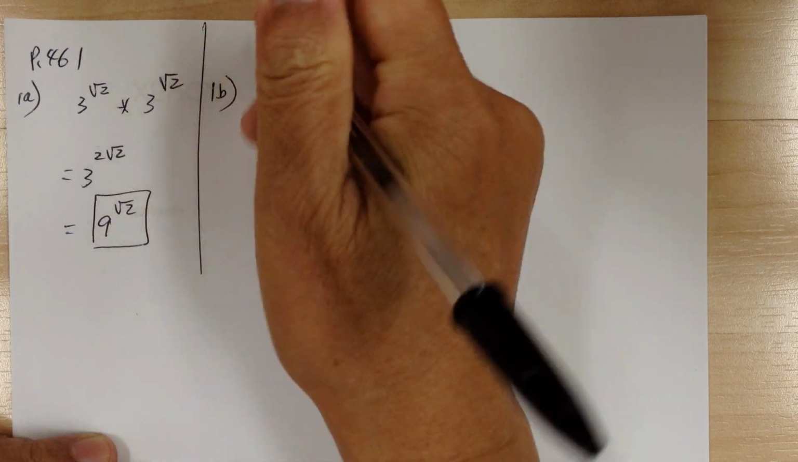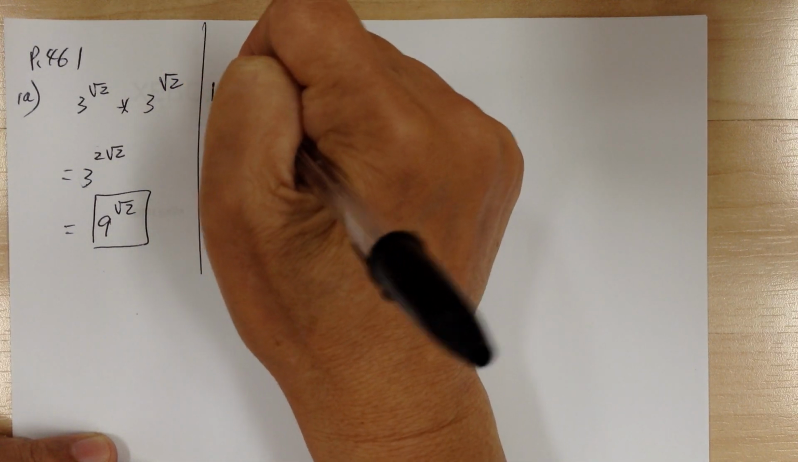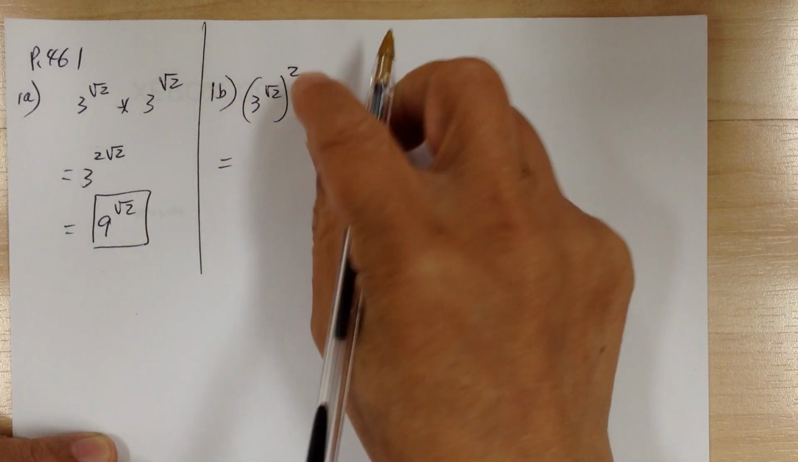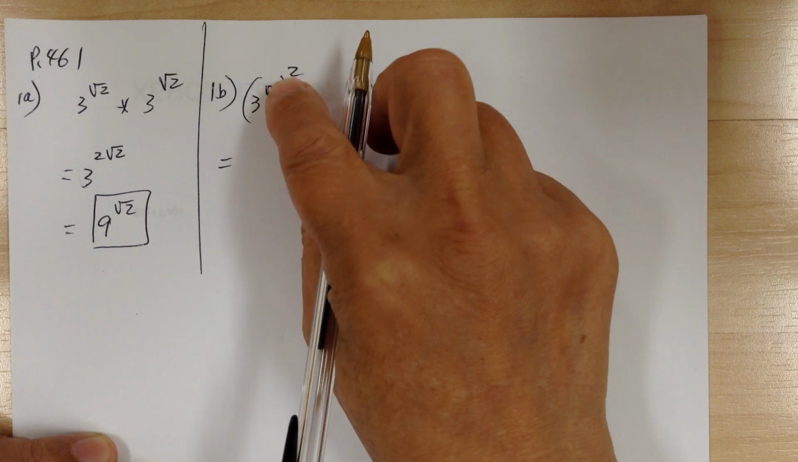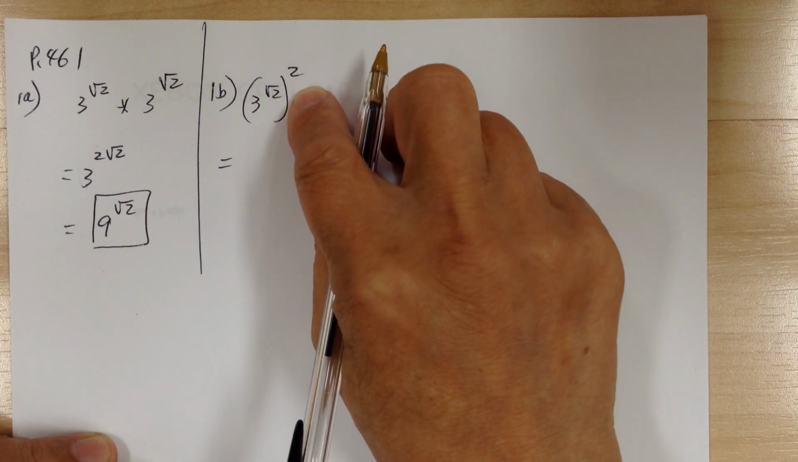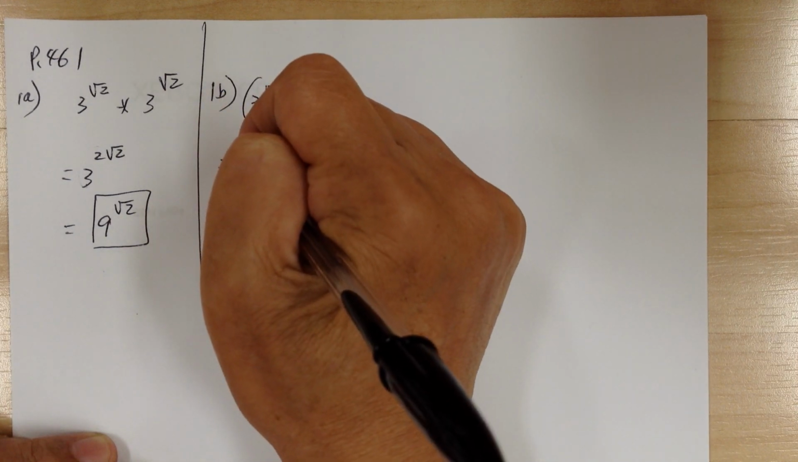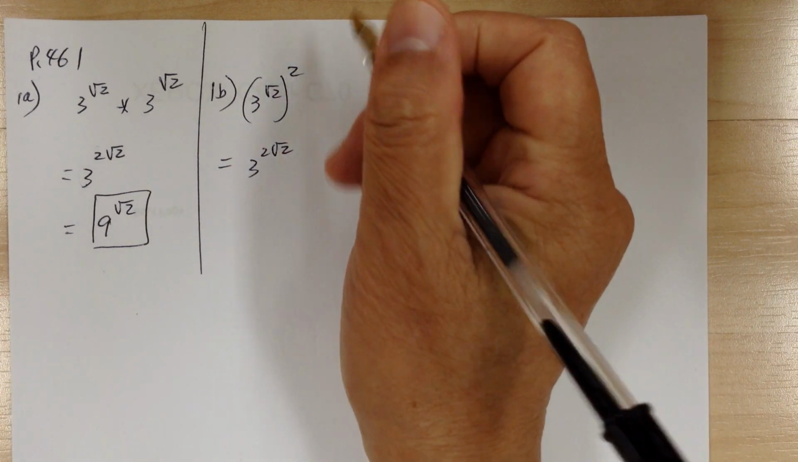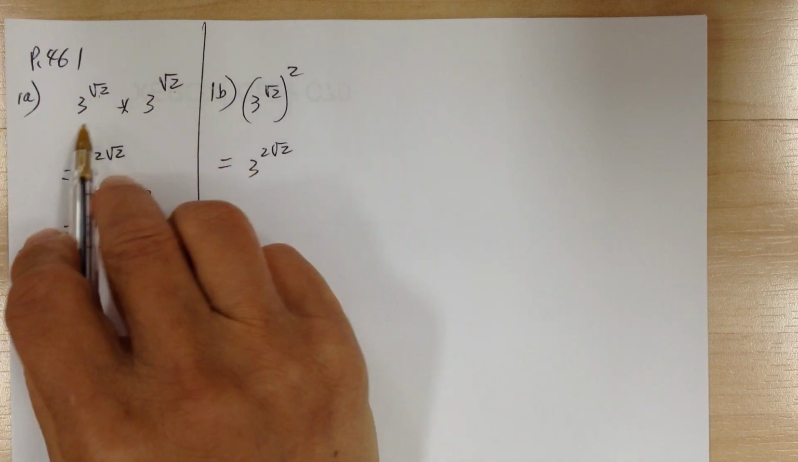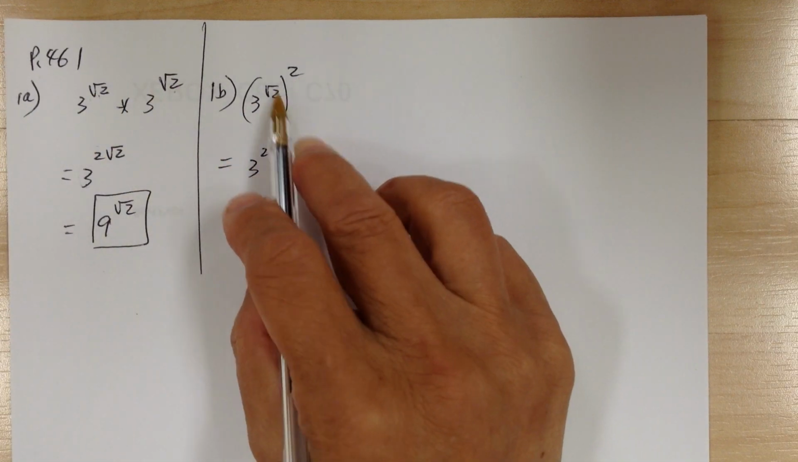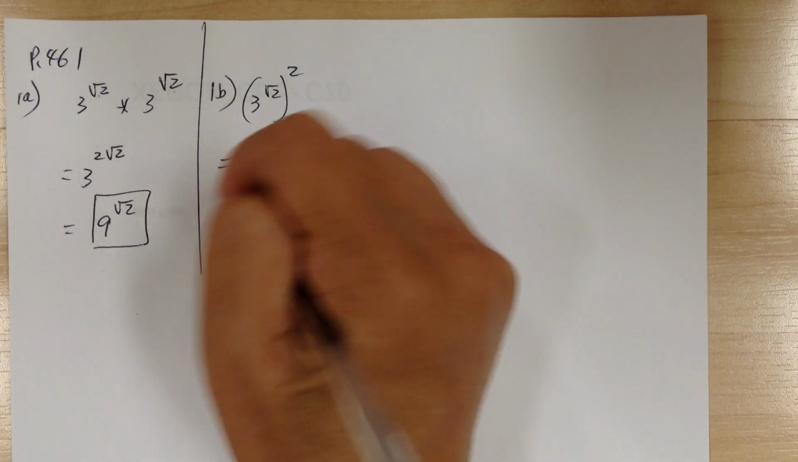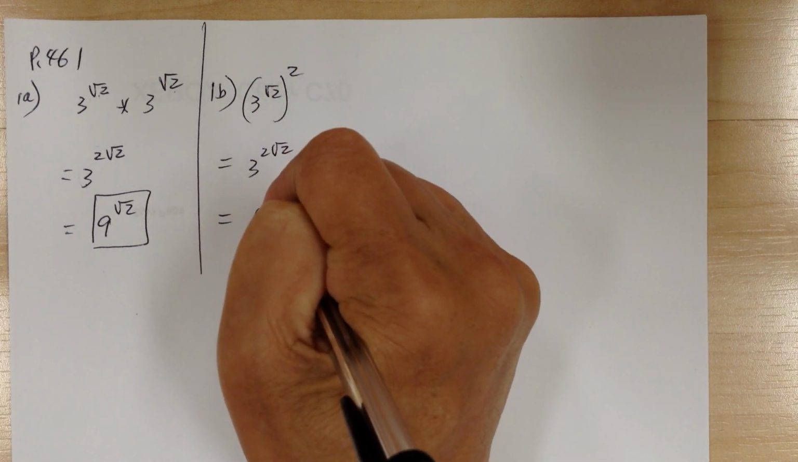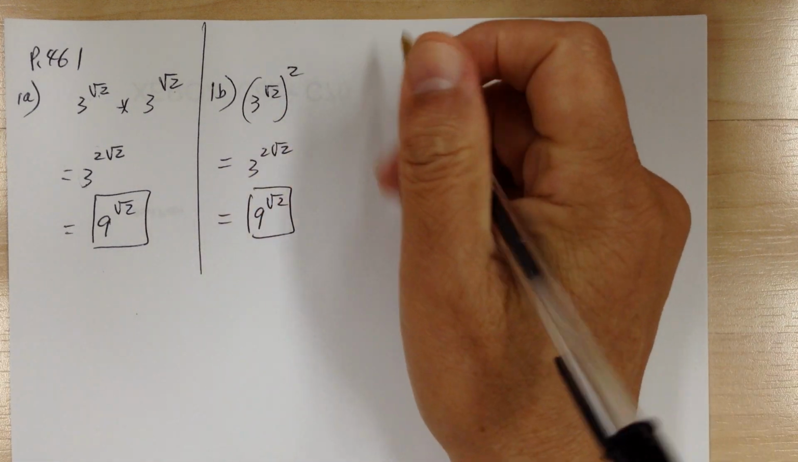Okay, 1b. You have 3 to the square root of 2, squared. So this is a power rule. This is the exponent of the exponent. You have to multiply these together. So this becomes 3 to the 2 square root of 2. Now this one you add, right? But it just happened that when you add, you get that. This one you multiply, you get the same thing. So this is just by accident, just coincidence. You just end up with the same answer, but usually it's not.